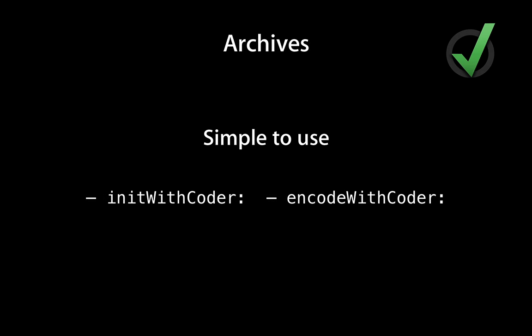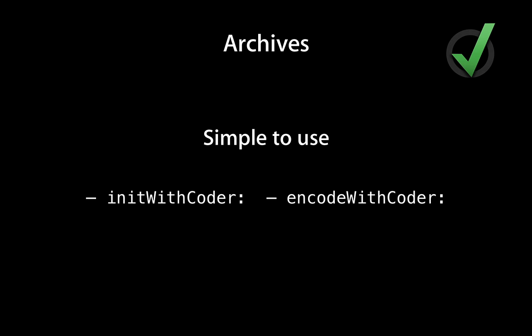Archives are also very, very simple to use. Let's say you have a custom object, and it's a collection, a composition of several different data types. Maybe some of them are custom, some of them aren't. Perhaps your object is the head of a more complicated object graph, and you just want to get that object written out to disk. Well, archives is a great way to do it. You implement these two methods, and you can write that object out and read it back in.